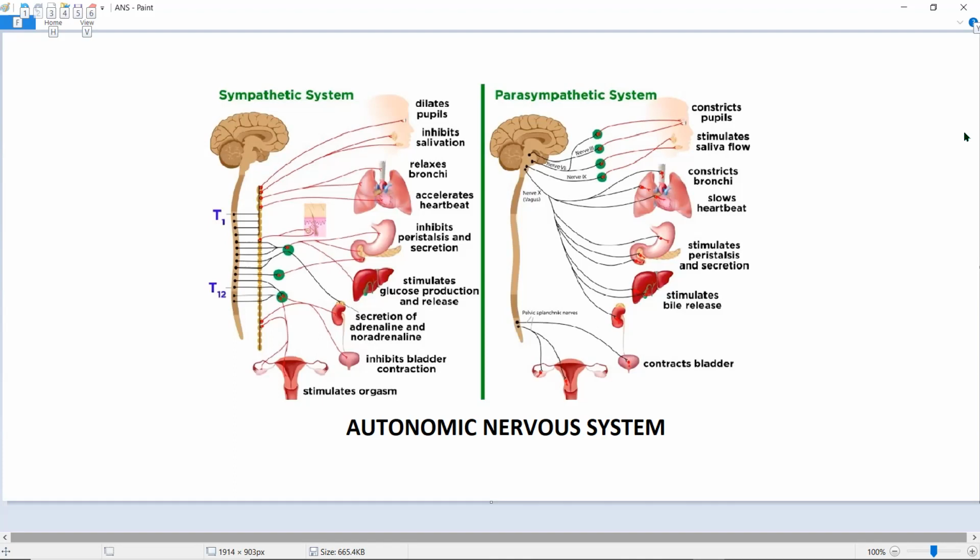For example, the sympathetic nervous system increases heart rate, whereas parasympathetic nervous system relaxes it. Sympathetic nervous system stimulates release of glucose, whereas parasympathetic nervous system inhibits its release. Sympathetic nervous system inhibits digestion, whereas parasympathetic system stimulates digestion. So we can say that both these systems have opposite effects on the functions they regulate.